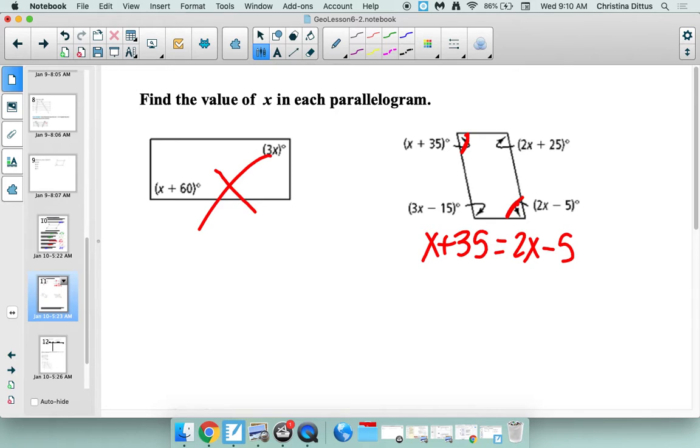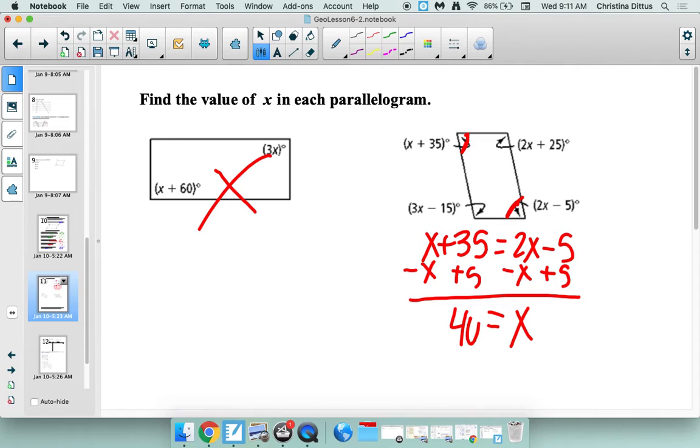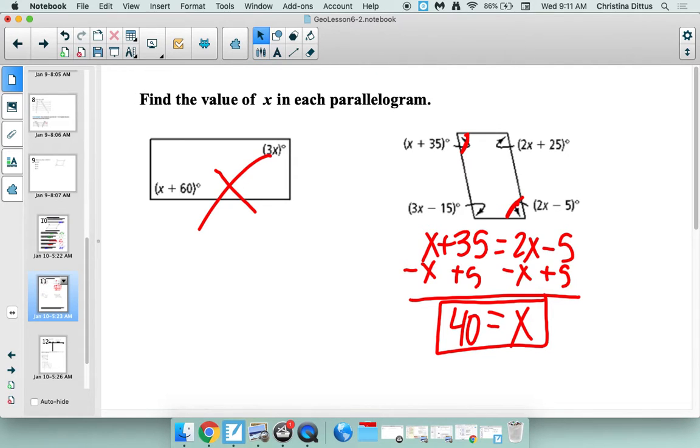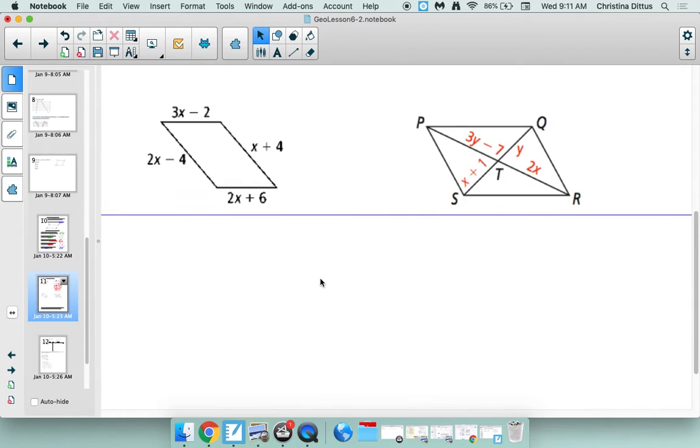I'm going to solve by subtracting x, adding 5, and we get x to be 40. I don't even have to mess with the other angles because I've already solved for x. So that should be a-okay. So we should write that down. All right. What else we got?